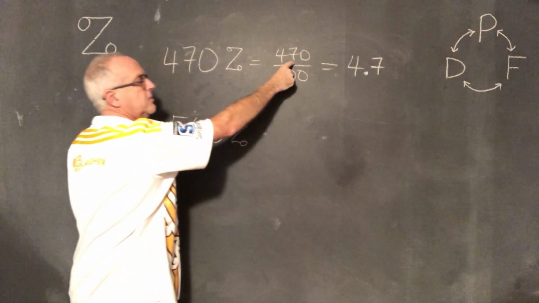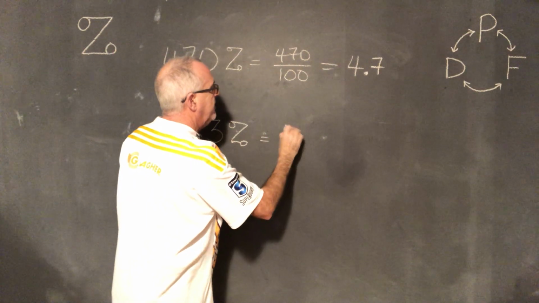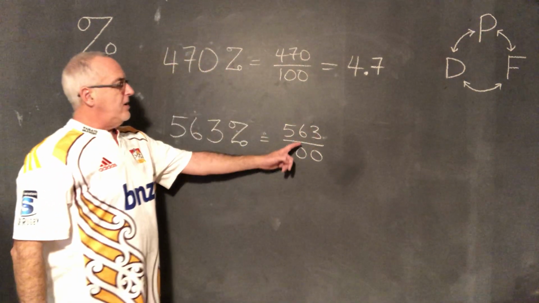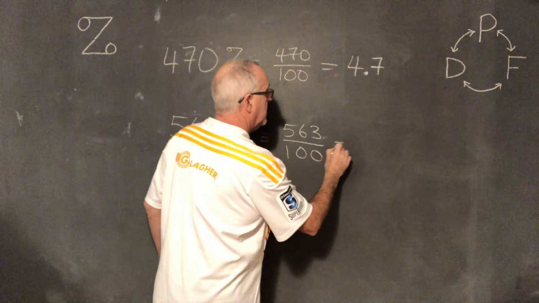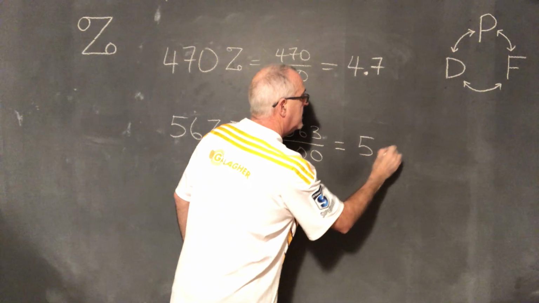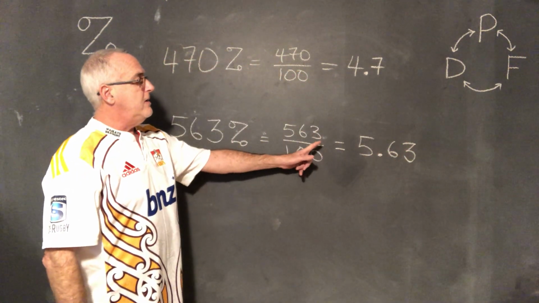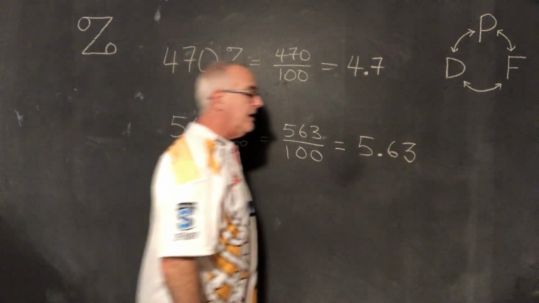No problem. Now this one could have been reduced when it was in fraction form, but this one, 563 out of 100. No, I cannot reduce this. I could convert it into a mixed number, but I don't want to, because what I want to do is convert it into a decimal, and it's going to be 5.63. That decimal would have been here, and it moves 2 places to the left. Yep, the procedure works. I trust it.